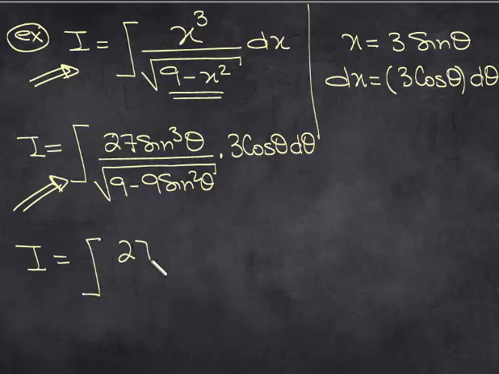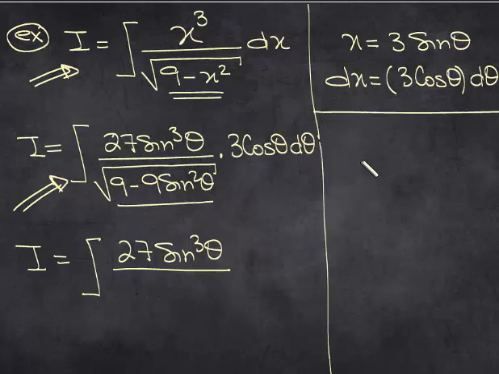So I have 27 sine cubed theta. I'm going to take a 9 out of this radical. What will happen if I take a 9 out of this radical? Once you take it out of the radical, the square root of 9 is what? That'll become a 3, right? And then what will you be left with? Let me show you some steps here for this one time. So I have this.